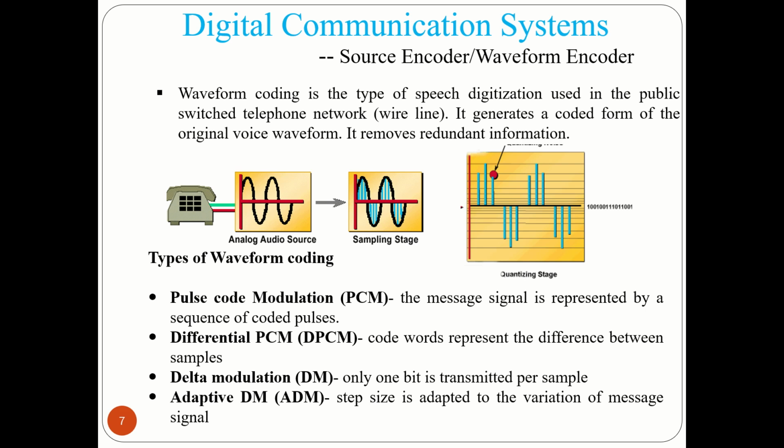Now in the source encoder, it's also called a waveform encoder. It's a kind of speech digitization which can be used for any other wired line communication. The different types of waveform coding include pulse code modulation, differential pulse code modulation, delta modulation, and adaptive delta modulation. In pulse code modulation, the message signal will be represented in terms of some coded pulses.